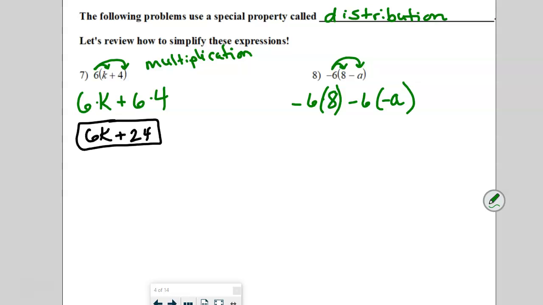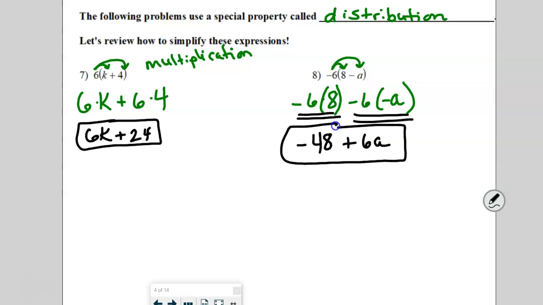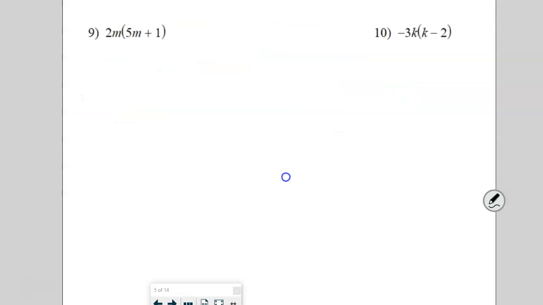So when you think about what that's going to simplify to, well, -6 times 8 is -48. And then here, -6 times -a, well, 2 negatives multiplied together actually become a positive, so that becomes a positive 6a. Again, this is a good answer. Perfect math form would be 6a minus 48. But of course, I'm not going to really care at this point. I just want you to be able to simplify, in this case, distribute correctly.